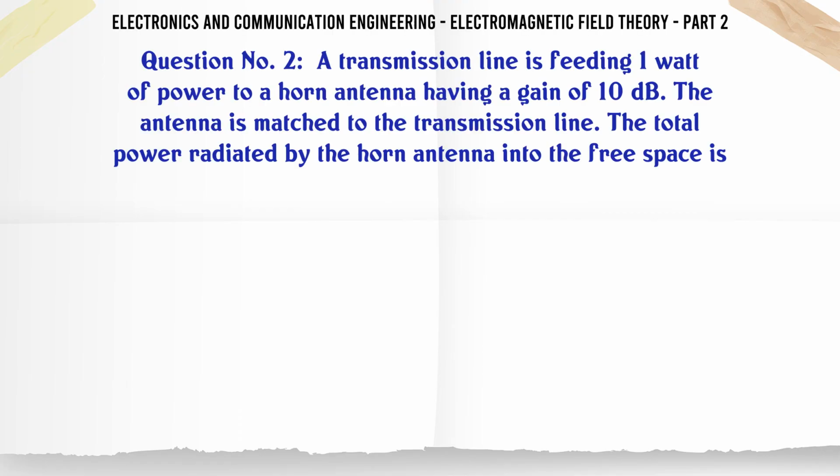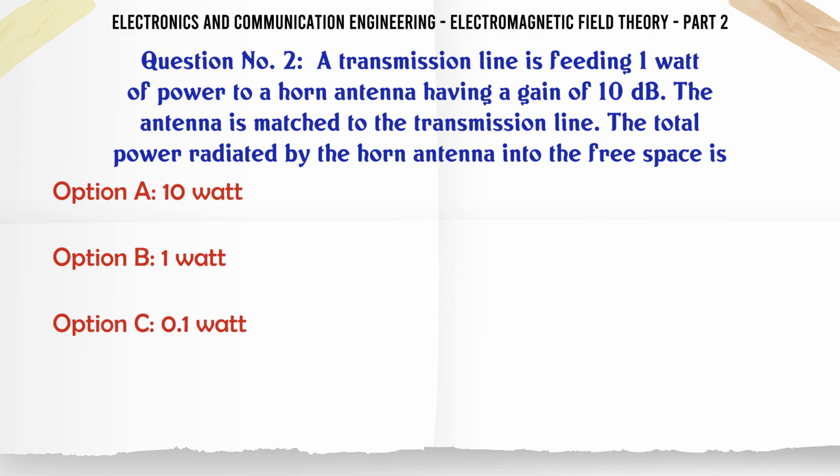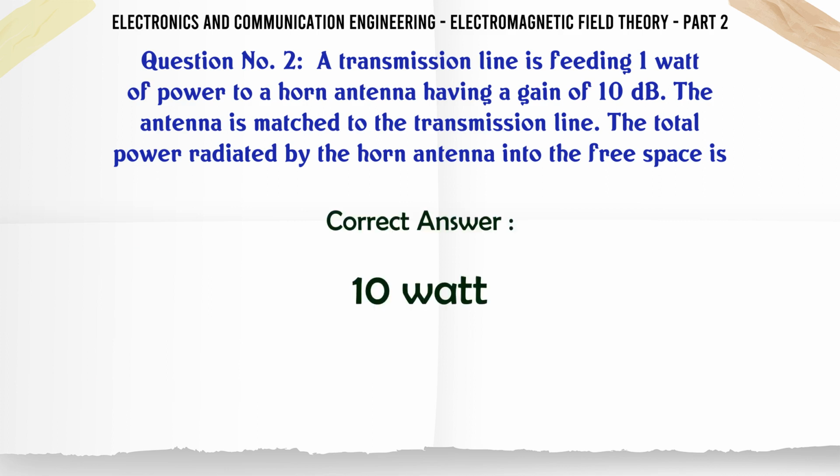A transmission line is feeding 1 watt of power to a horn antenna having a gain of 10 dB. The antenna is matched to the transmission line. The total power radiated by the horn antenna into the free space is A. 10 watt, B. 1 watt, C. 0.1 watt, D. 0.01 watt. The correct answer is 10 watt.